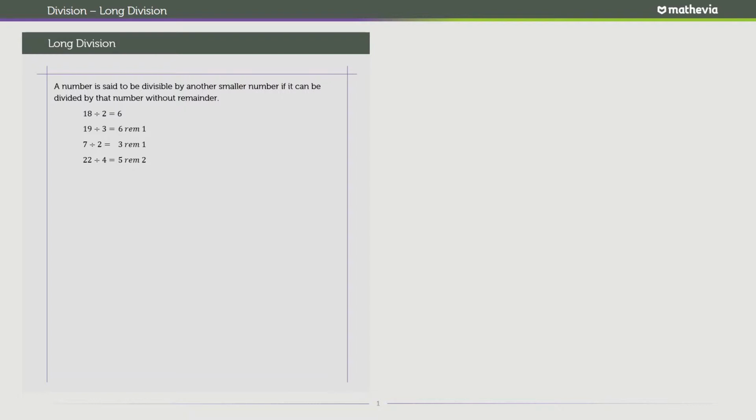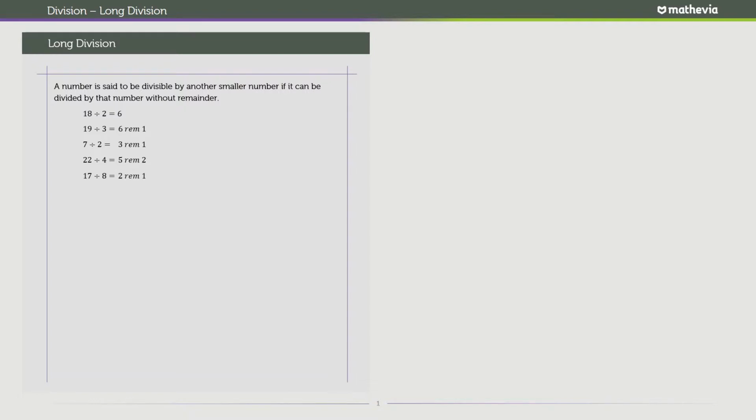So if you share 22 into 4 equal parts, you have 5 in each of them, and you have 2 left. Another one, 17 divided by 8. You cannot divide 17 by 8. The closest number to 17 that you can divide by 8 is 16. And 16 divided by 8 is 2.